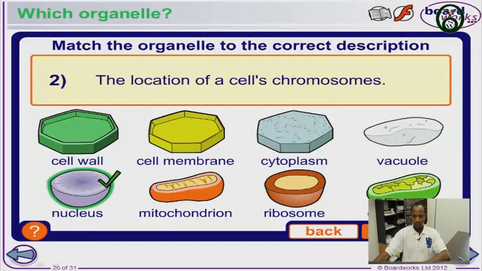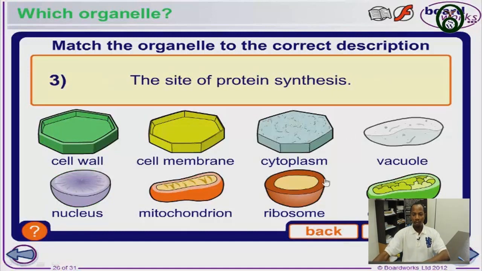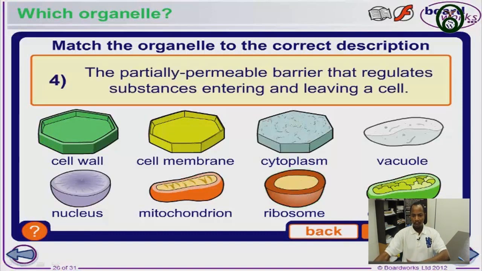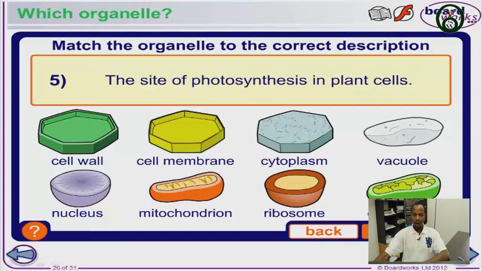Okay. Now we go to the next question. The site for protein synthesis. Which of them synthesizes the protein? The ribosome, right? Good, great. So the ribosome synthesizes the protein. Then we go to the next one. Partially permeable membrane. Which one is it? The cell membrane, right? Good, great. We go to the next one. The site of photosynthesis in a plant cell. Photosynthesis is in the chloroplast, right? So, good, great.